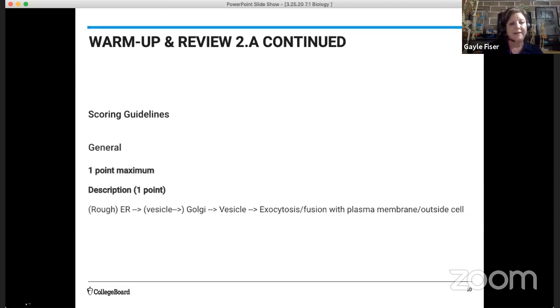So if you said that it went from the endoplasmic reticulum to the Golgi, to the vesicle, to exocytosis, fusion with the plasma membrane, and outside the cell, you would have scored 1 point. Now, if you'll notice, there are words that are written in parentheses. Those are optional. Those are not required. Like if you did not say rough ER or rough endoplasmic reticulum, you would not have lost that point as long as you said endoplasmic reticulum. And the same goes with that second stage, which was the vesicle between the ER and the Golgi. So I hope that you scored that point.